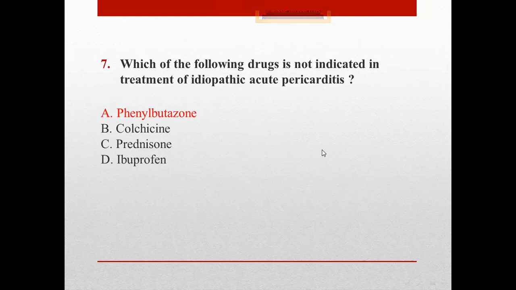Of course, we know that in treating acute pericarditis, we have 2 lines of treatment. The first line of treatment is using ibuprofen or the non-steroidals, ibuprofen plus colchicine. And the second line that we can use after that is corticosteroids like prednisone. So colchicine, prednisone, and ibuprofen are lines of treatment in patients with acute pericarditis. But phenylbutazone is not one of the drugs that can be used for treatment of acute pericarditis. Okay, so to the next question.